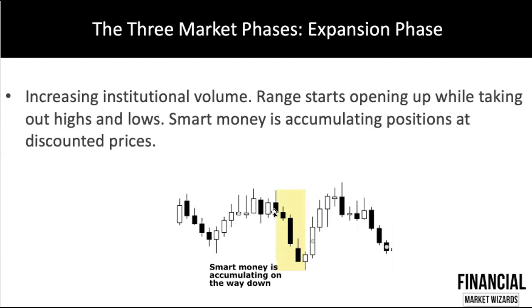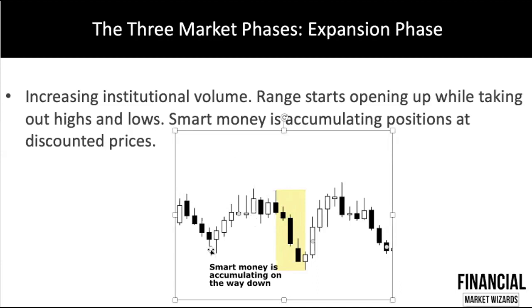The range starts opening up. You can see that the candle body is big now. You don't really see these doji candles, and it starts taking out the highs and lows. So this low was taken out, this low was taken out.